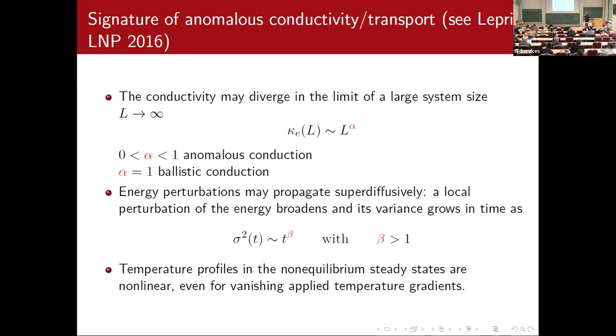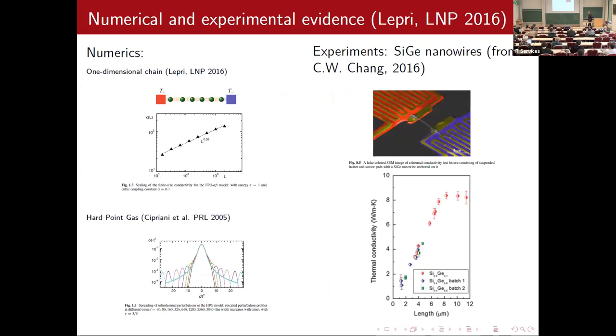Also, when you have anomalous conduction, the temperature profiles in non-equilibrium steady states are nonlinear, even for vanishingly small applied temperature gradients. For normal conduction, as I mentioned, you have a linear temperature profile between the two thermostats. But when you have anomalous conduction, you will see that the profiles are not linear; they have some strange behavior. Again, this is from the book of Lepri. Those are just examples in which anomalous conduction has been observed. This is a numerical simulation. This is the beta FPU problem.